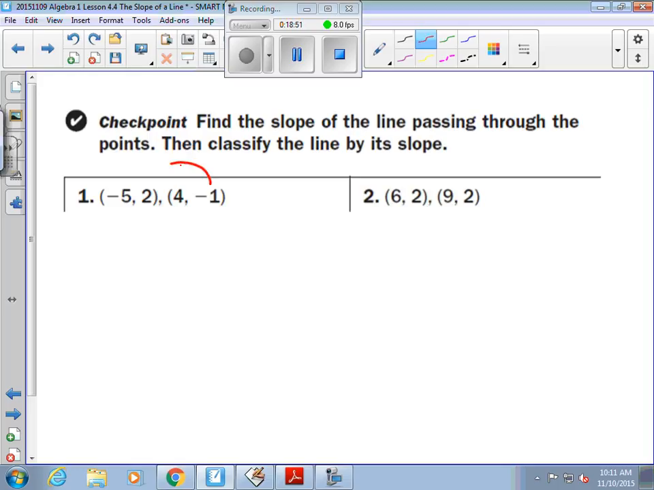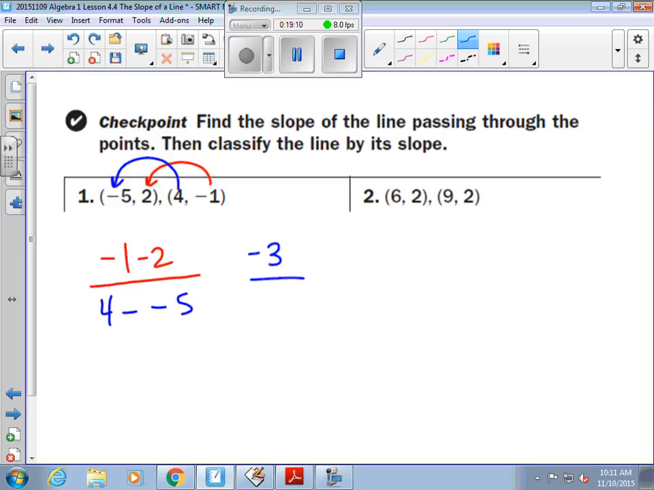Y sub 2 minus y sub 1, negative 1 minus 2, over x sub 2 minus x sub 1, 4 minus a negative 5. Negative 1 minus 2, same signs, add up 1 and 2 and you get the number 3. Keep the common sign, negative. The second, the bottom, 4 minus a negative means plus 5. 4 plus 5 is 9.